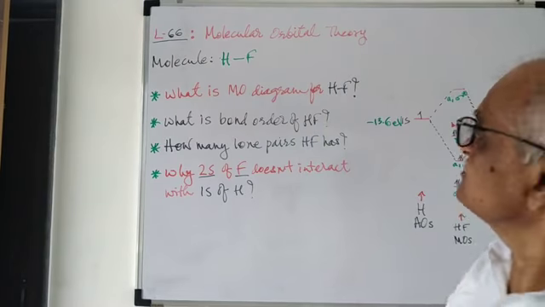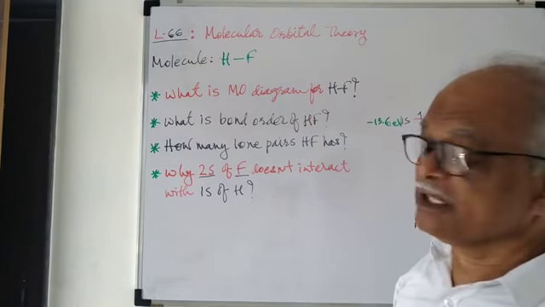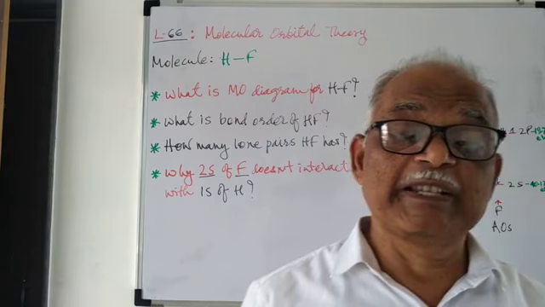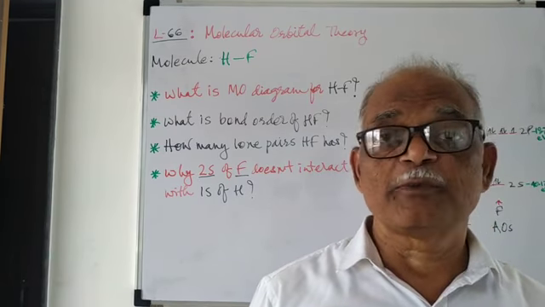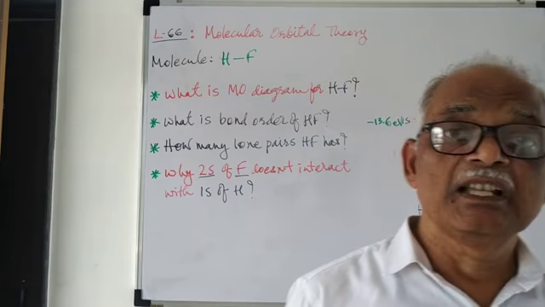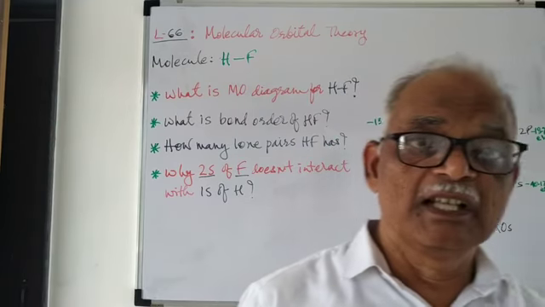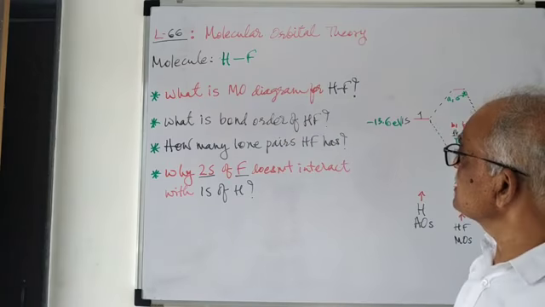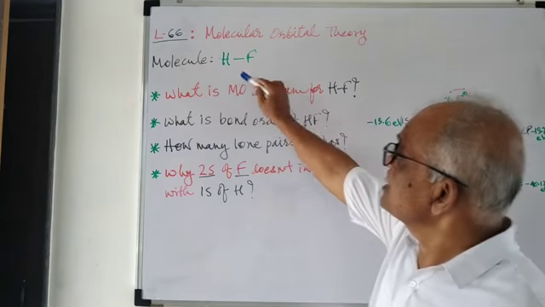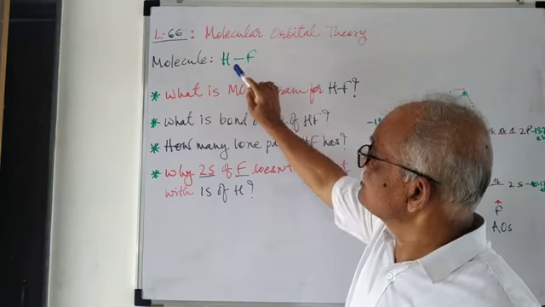We were discussing molecular orbital theory, especially in the case of heteronuclear diatomic molecules. We have seen the previous example, that is carbon monoxide. Now we will see the example of another molecule, that is HF.